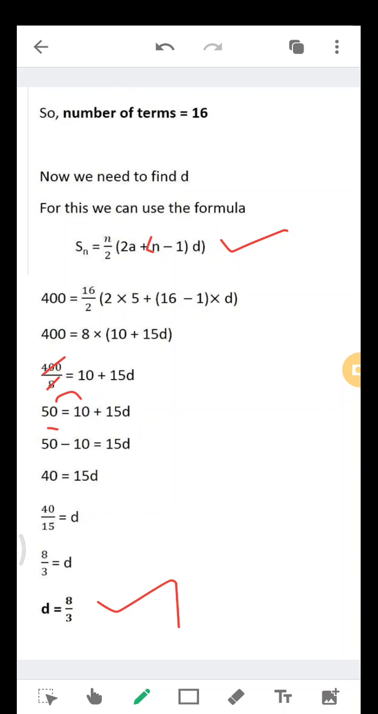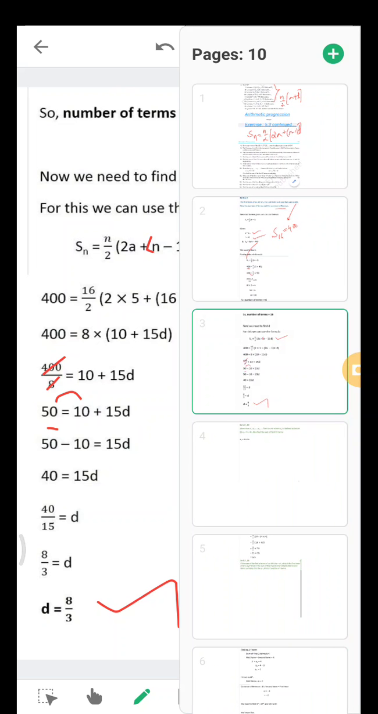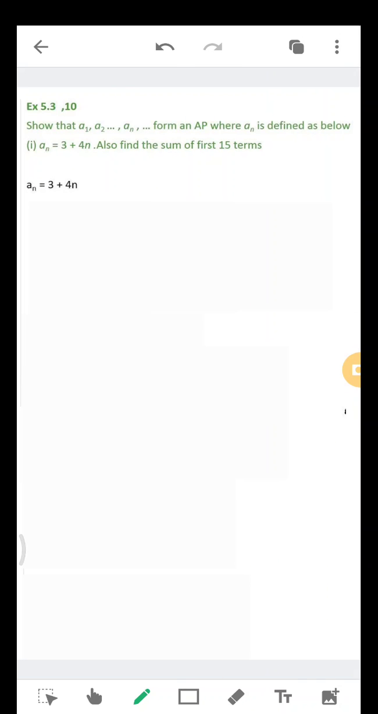Finally we have got n and d values. Now let's continue with the next question. Show that a1, a2, a3 and so on till an form an AP where an is defined as below. This is called the nth term of the series. I explained in the previous sessions what we mean by nth term. In place of n we put n only, we do not put any number there.